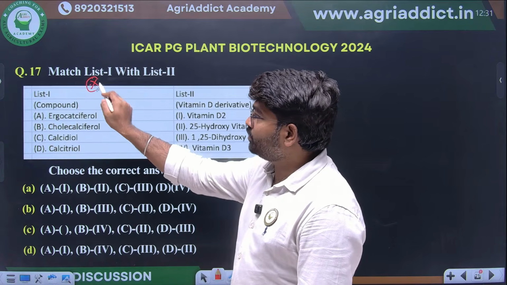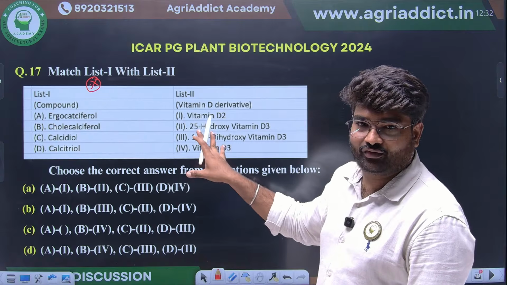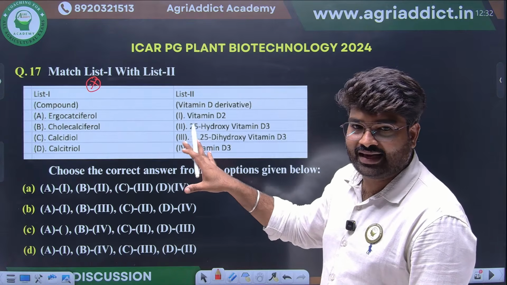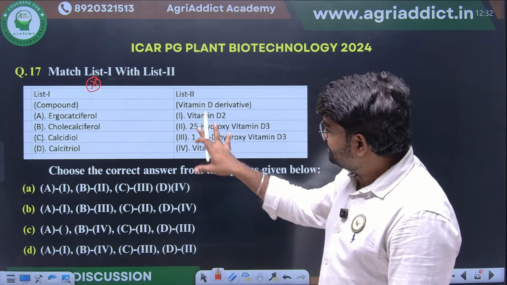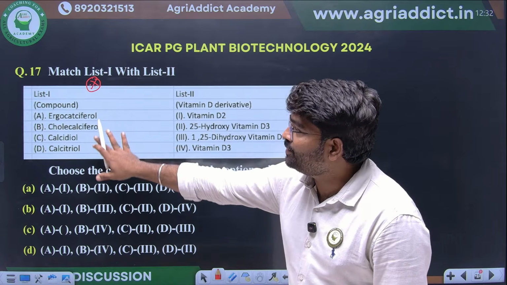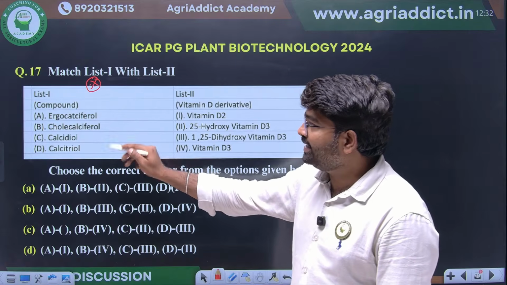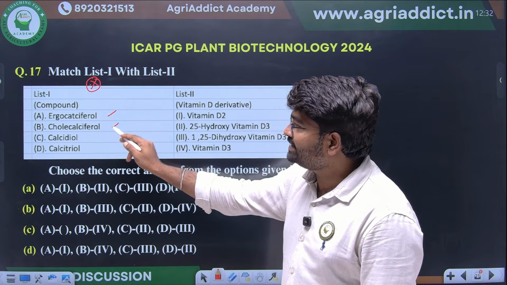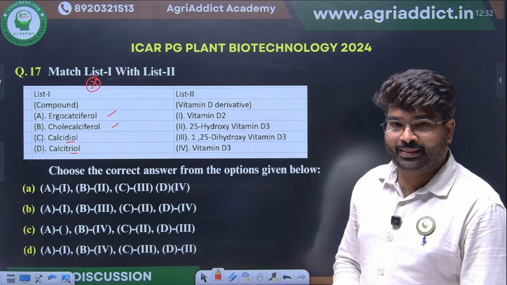Next, this is another important question. You have to work smartly here, use your brain properly. If you see the options themselves, we can easily filter the question and solve the answer. What they are asking is, they have given different forms of vitamin D: ergocalciferol, cholecalciferol, calcidiol, calcitriol.